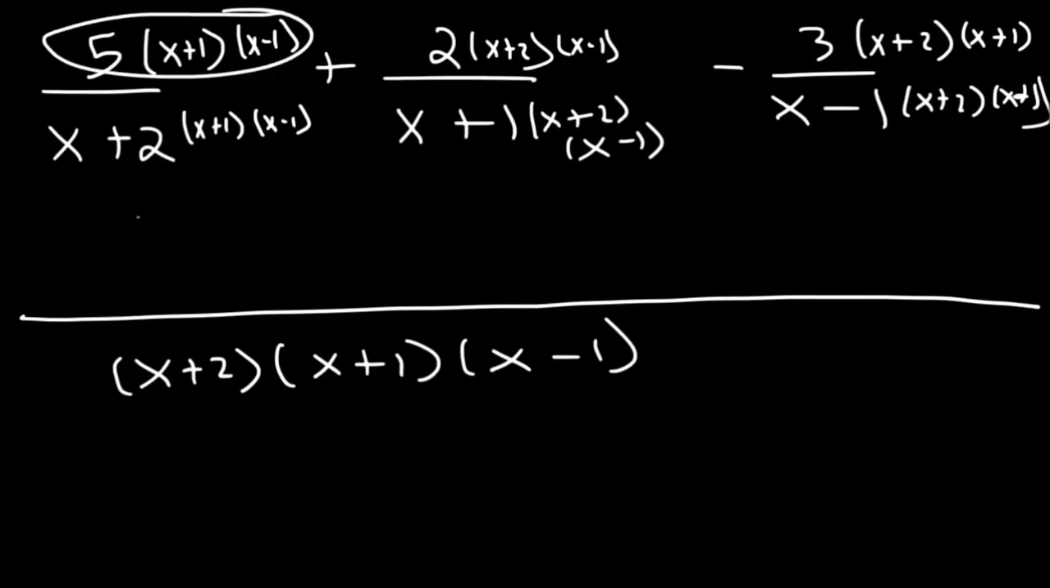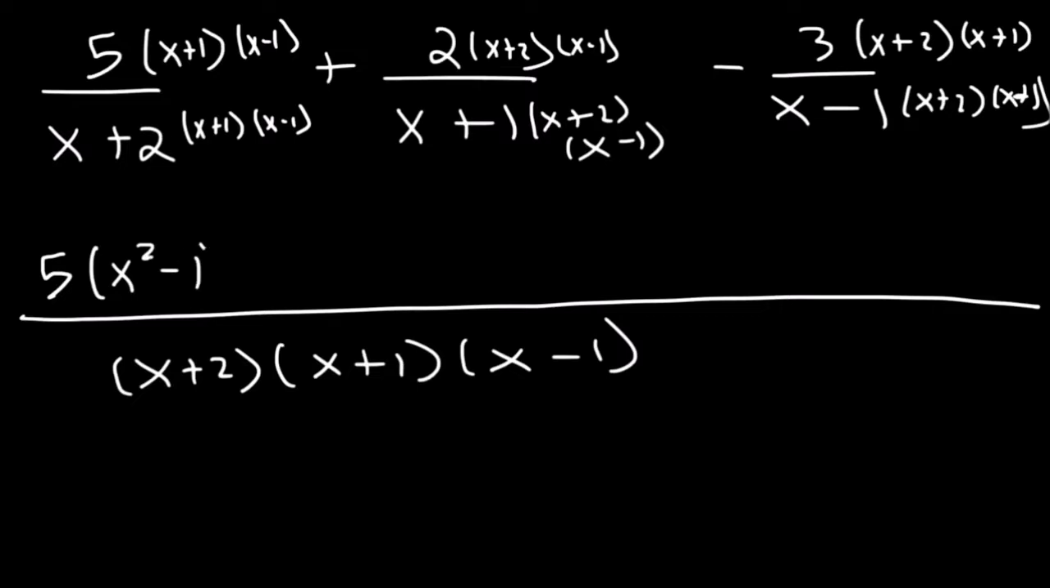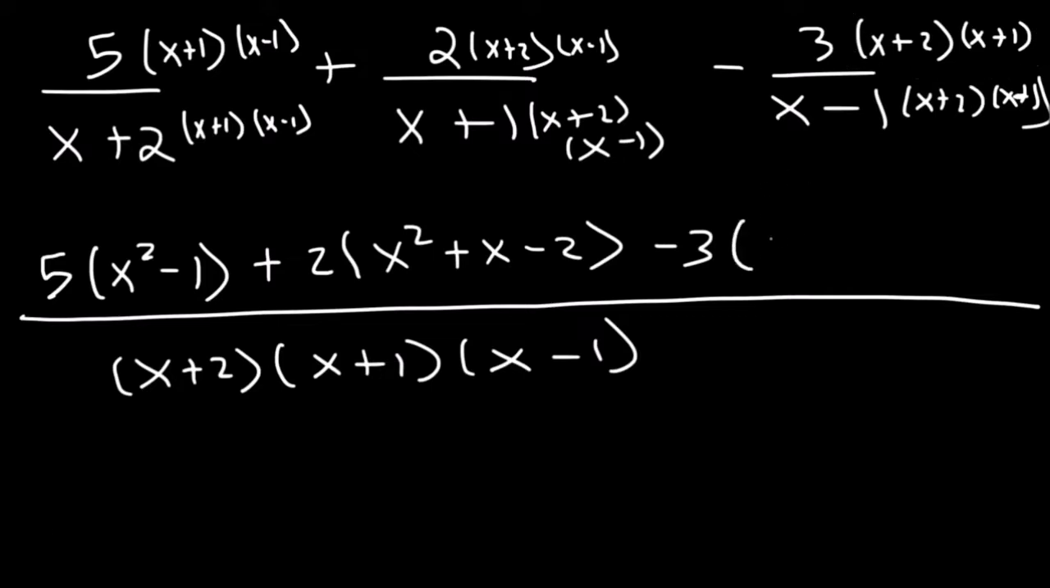So here we have 5 times x plus 1, x minus 1. If we FOIL x plus 1 times x minus 1, it's going to be x squared minus 1. And then if we FOIL x plus 2 times x minus 1, it's going to be x squared plus x minus 2. Now let's FOIL x plus 2 times x plus 1. That's going to give you x squared plus 3x plus 2.